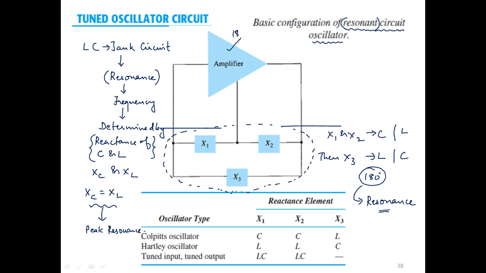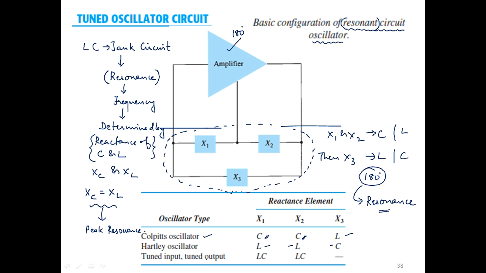where again there is an amplifier which provides you a phase shift of 180 degrees, and there is a tank circuit. We also call it a tuning network, the tuning feedback network, which consists of a combination of L and C. Now again, in tuned oscillator circuits we have subtypes. The first one is Colpitt's oscillator, wherein the reactive elements X1, X2, X3 are the reactance elements. So in a Colpitt's oscillator we have two capacitors and one inductor. In a Hartley oscillator we have two inductors and one capacitor.